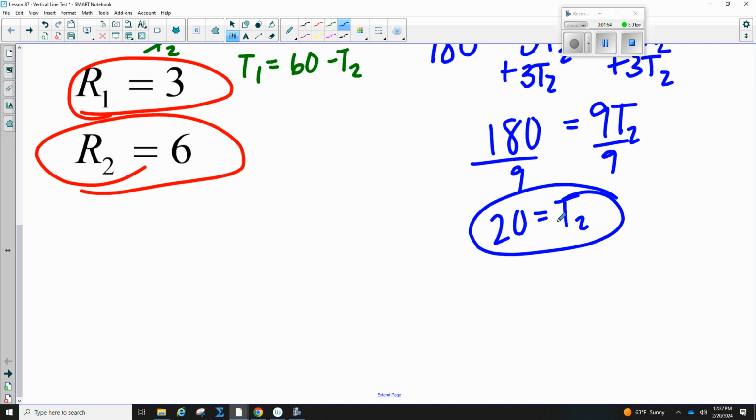Okay, you need to find anything that's missing. We know R1 and R2, but we need to go back and plug in for T1. The best place to plug in for T1 is where you isolated it. So we're going to do 60 minus 20. So T1 is equal to 40. So just find anything that's missing.